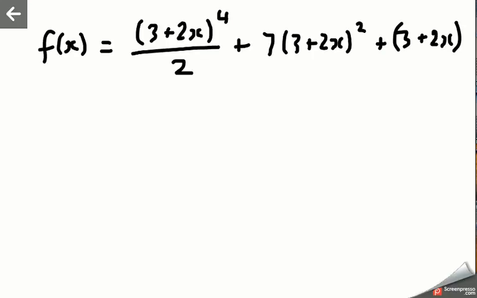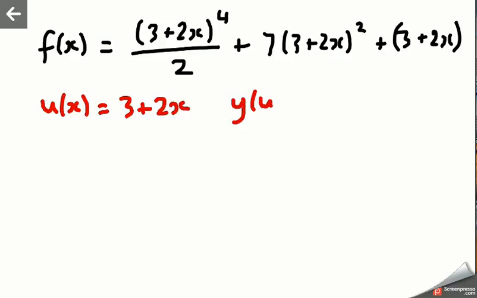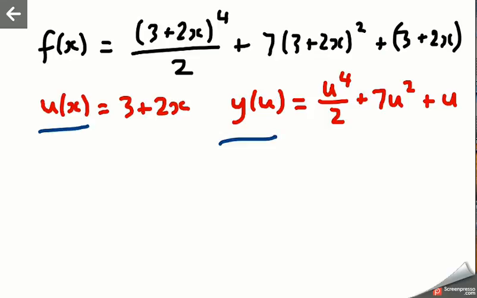So what's a sensible function for u? Well, let's take this guy right here, because if we let that equal u, then we've got a polynomial, and that's nice and easy to deal with. So u of x is equal to 3 plus 2x, and of course y of u therefore must be equal to u to the power of 4 divided by 2 plus 7u squared plus u. And then we know that we've got to differentiate this one, and then multiply them together. And that's going to be f prime of x.